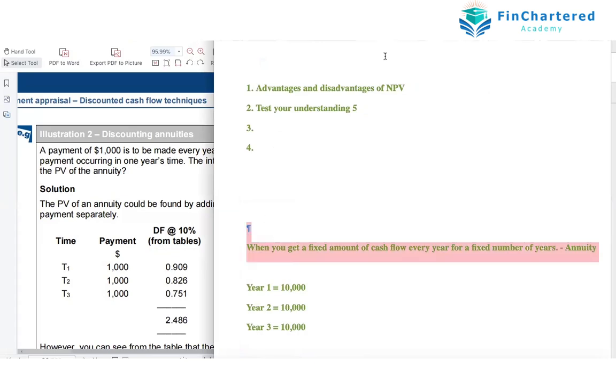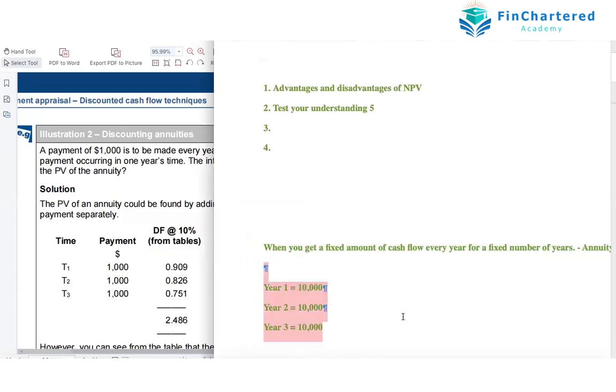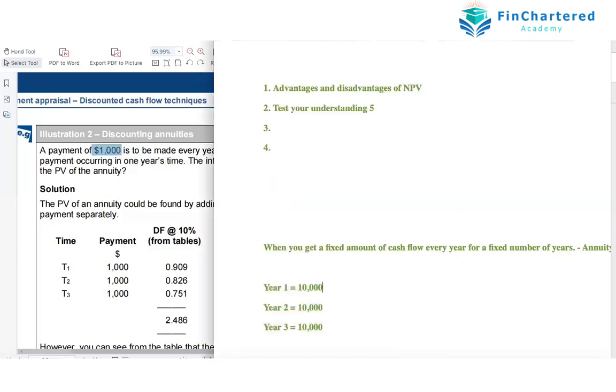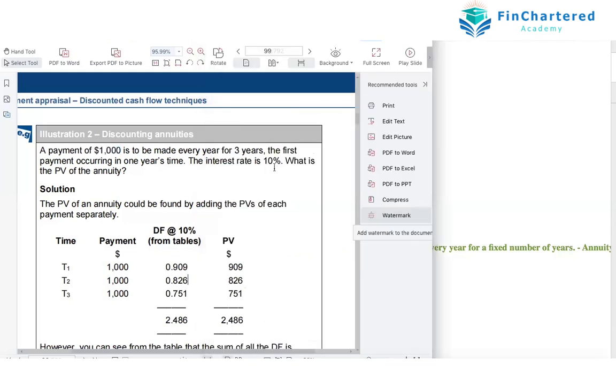So when you get a fixed amount of cash flow every year, you're getting 10,000 for 3 years, like this. Year 1 you're getting 10,000, year 2 also 10,000, year 3 also 10,000. That is an annuity. In this specific example, you are receiving $1,000 for 3 years. So this is also an annuity. Why is this an annuity? Because again, you are receiving a fixed amount of money every year for a fixed number of years. So this is also an annuity.